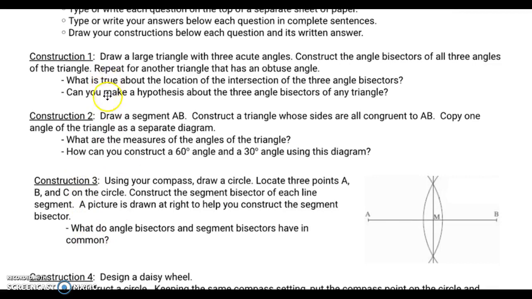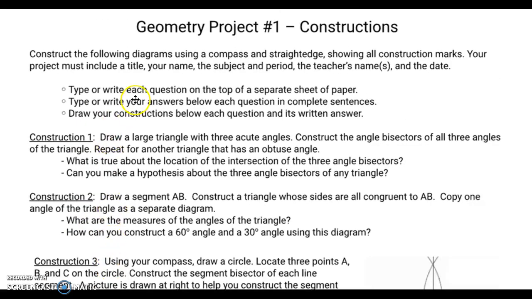Keep in mind that for each of these three constructions there are questions, at least one question for each. It asks you to type or write each question at the top of a separate sheet of paper. So you're going to be writing what is true about the location of the intersection of the three angle bisectors. You're going to be writing these questions down first, and then writing down the answers below them in complete sentences. You also need to draw the constructions with the answers to those questions.